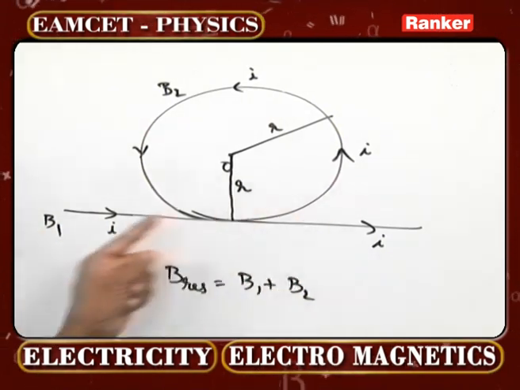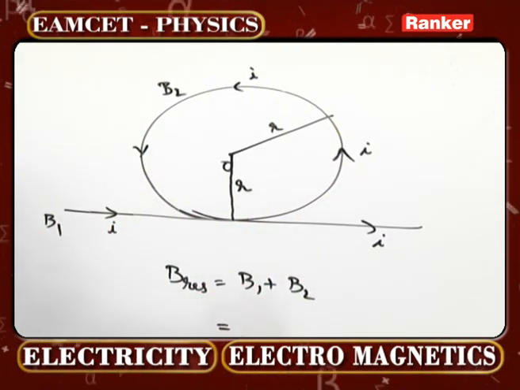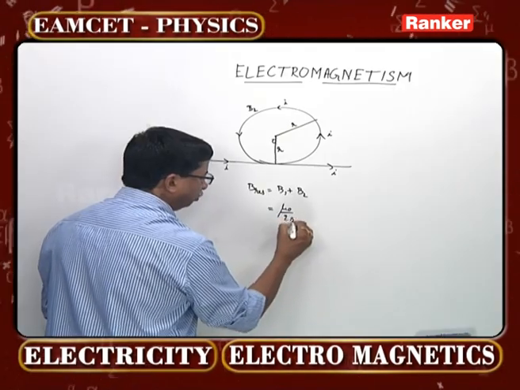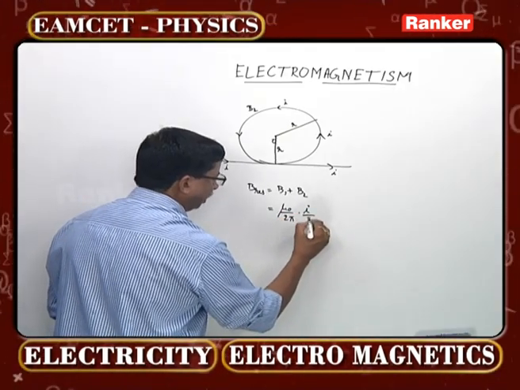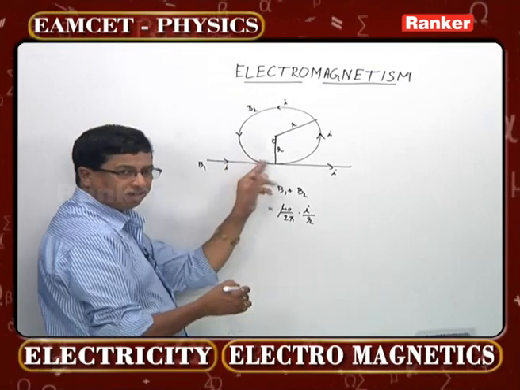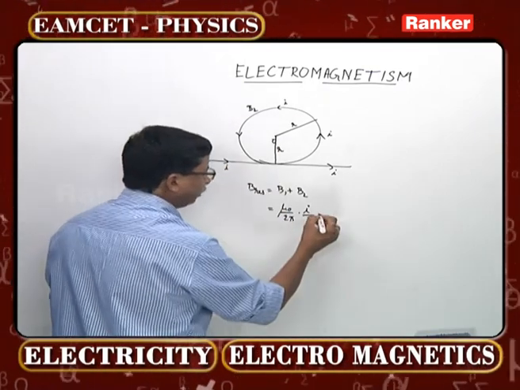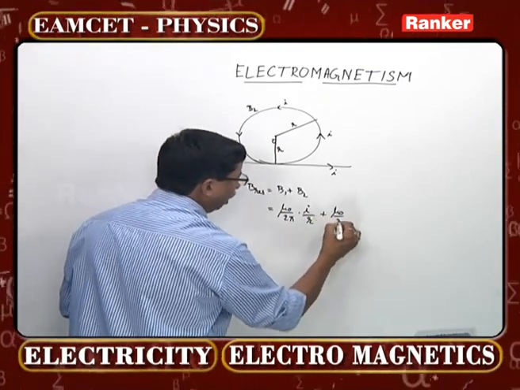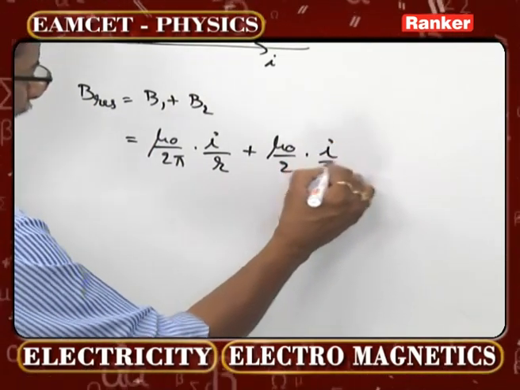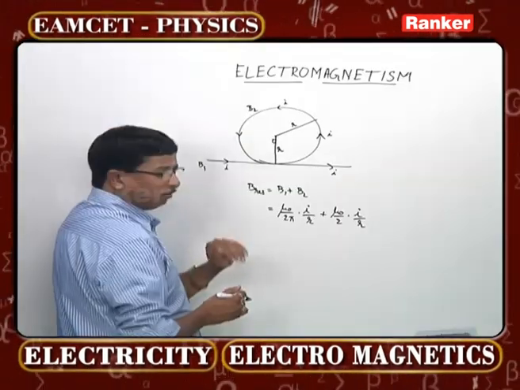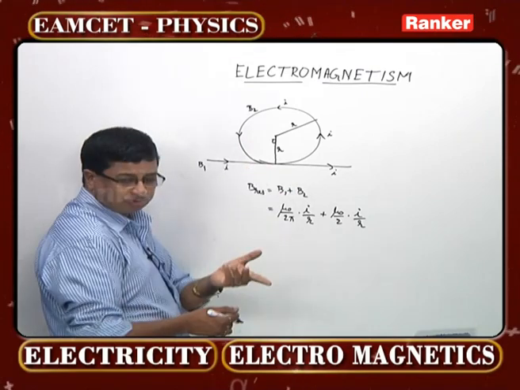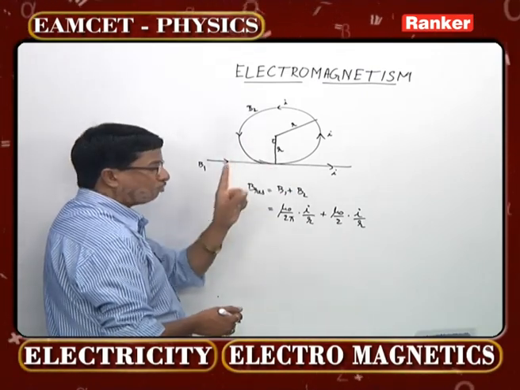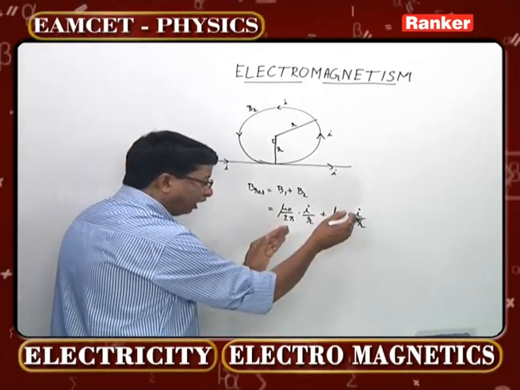Now, tell about the value for the straight conductor please. Mu naught by 2 pi into I by R. That is the formula for straight conductor. What about this circular conductor now? Mu naught by 2 into NI by R officially, but number of turns has not been mentioned here. That means N should be taken as 1. So, you can write I by R.